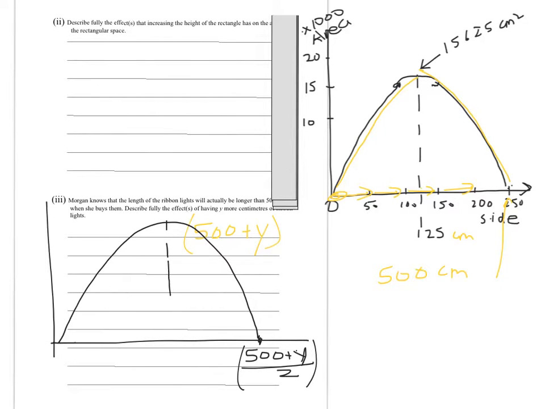And the maximum point, if it follows the way the graph was formed with 500 centimetres, this point halfway is going to be 500 plus y. It's going to be a quarter. The end point here was half of 500 plus y, so this maximum point is going to be a quarter, or divided by 4. 500 plus y over 4 would give us the maximum area.